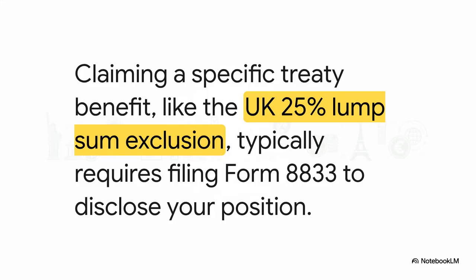Now, there's one more little wrinkle. If you're using a tax treaty to get a special benefit, a perfect example is that 25% tax-free lump sum you can get from a UK pension, you usually need to file an extra form, Form 8833, to officially tell the IRS what you're doing and why.